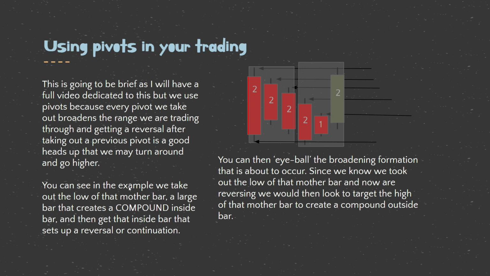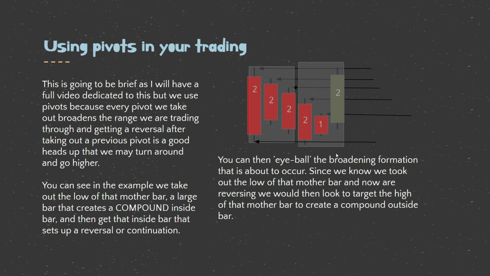So you can see in the example, we take out the low of that mother bar. A mother bar is one that creates a compound inside bar, which we did talk about in the previous video, I believe. It's a large bar that creates a compound inside bar. So inside, inside. These are compound inside, and then we take out the low of that mother bar. Now we get the inside bar, so they have to make a decision, because we know from an inside bar it has to be a 2, no matter what. Eventually there has to be a 2. It could go triple inside and then 2, or quadruple, whatever. There has to be a 2 at some point.